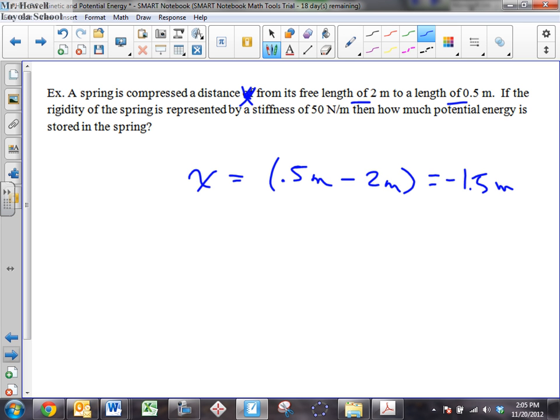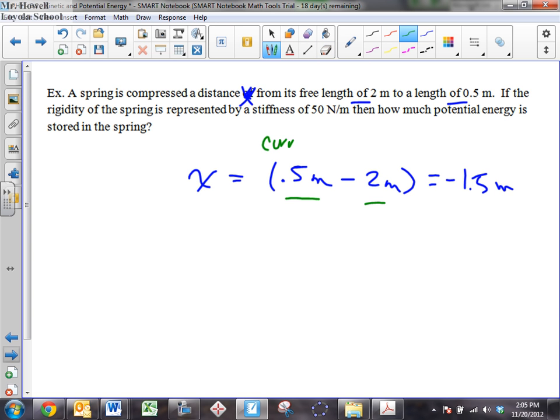Remember, start with whatever the spring has been changed to, the final value, and then subtract the free length from that. Is that clear? We start with whatever length it's been compressed or stretched to, and subtract the free length. I'm not using XF because free and final get people confused. Remember, this is really like final minus initial. That's why we do delta. People see XF and they think that's free and they mix these up.